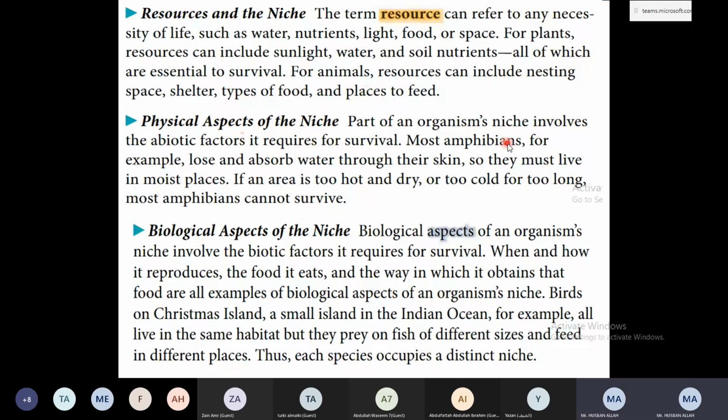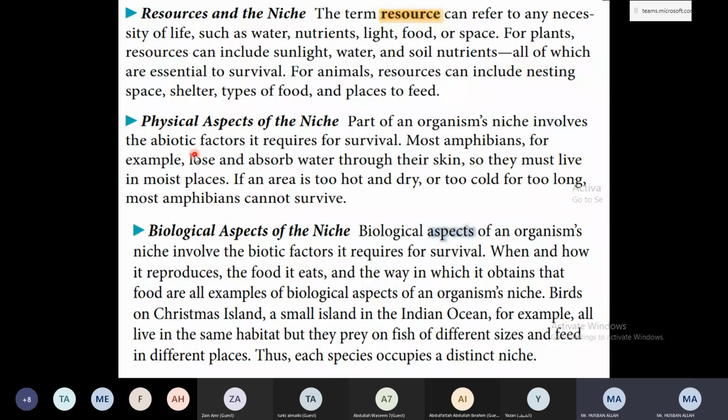Part of an organism's niche involves the biotic factors required for survival. Biotic factors mean living things. Most amphibians, for example, lose and absorb water through their skin. So if you look at most of the amphibians, they lose and absorb water through their body surface, into their skin. So they must live in a moist place.